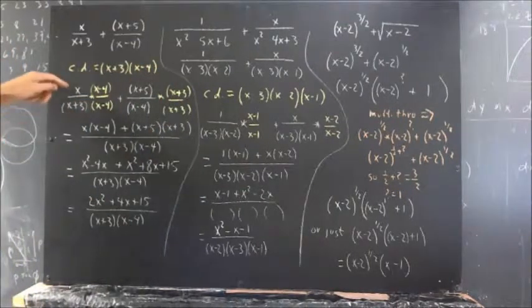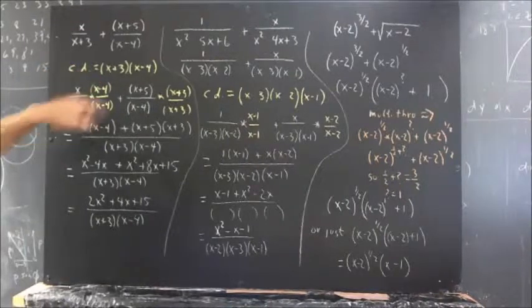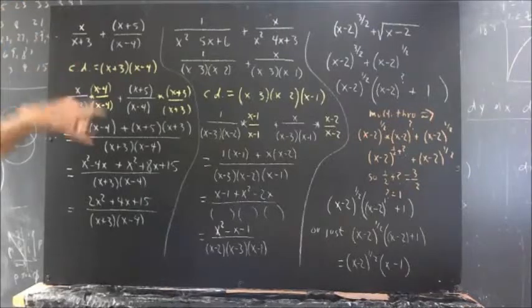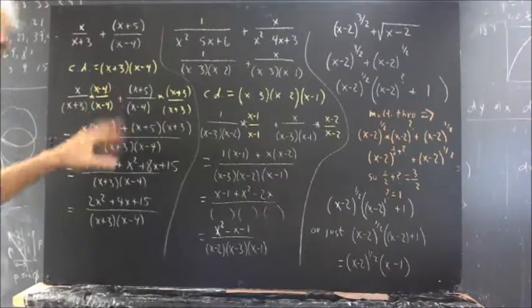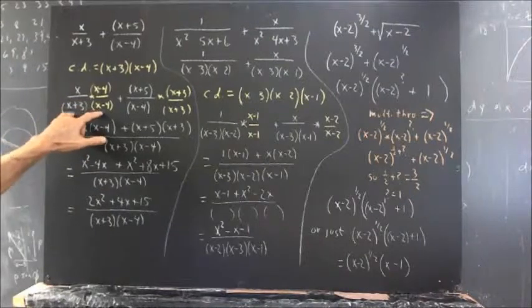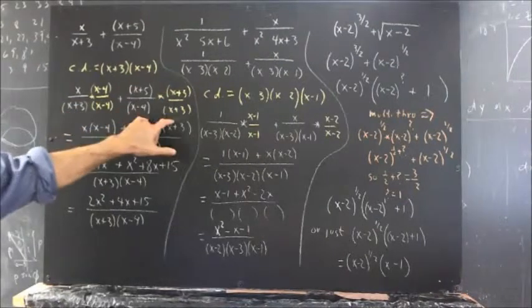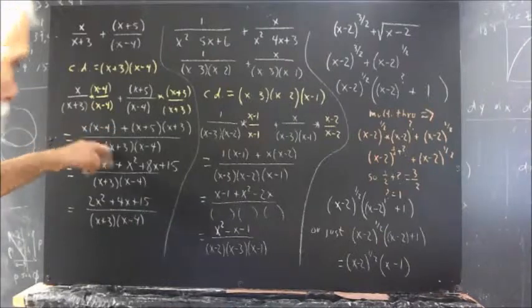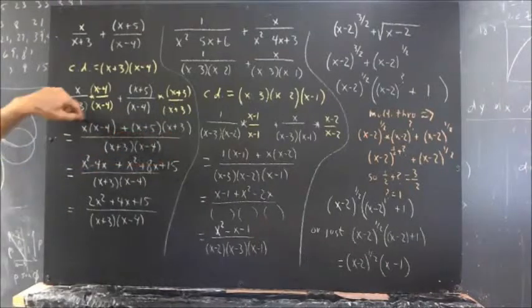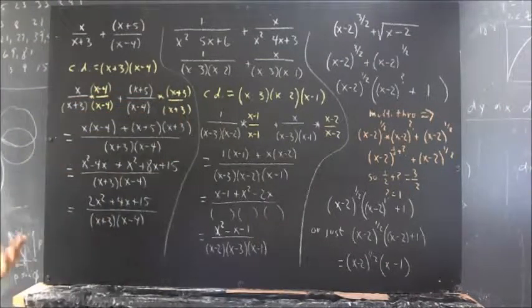Okay, well, then we get x times x minus 4 here, x plus 5 times x plus 3 here, and by now we know that we're going to get the same denominator. I'm kind of skipping a step where I could have written all this out with this fraction with this denominator and this fraction with this denominator, but I took the liberty of skipping a step here.